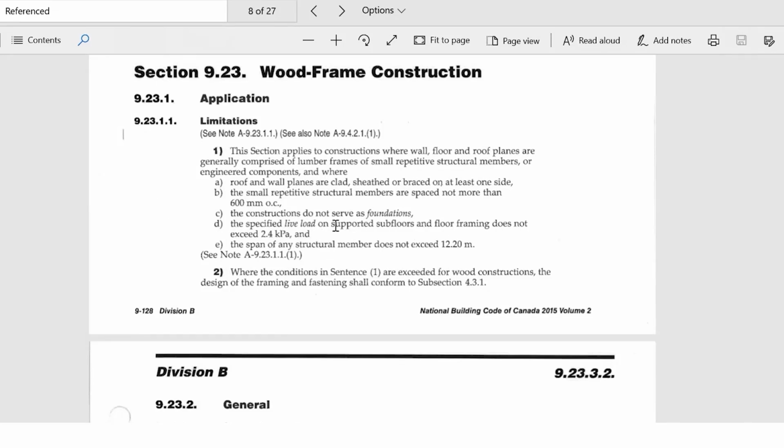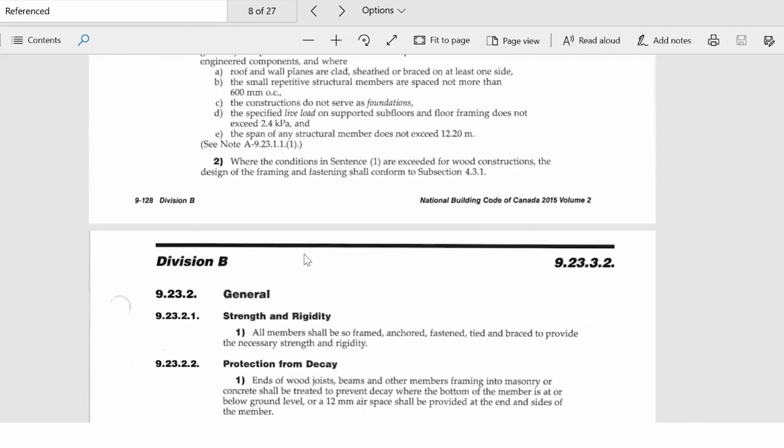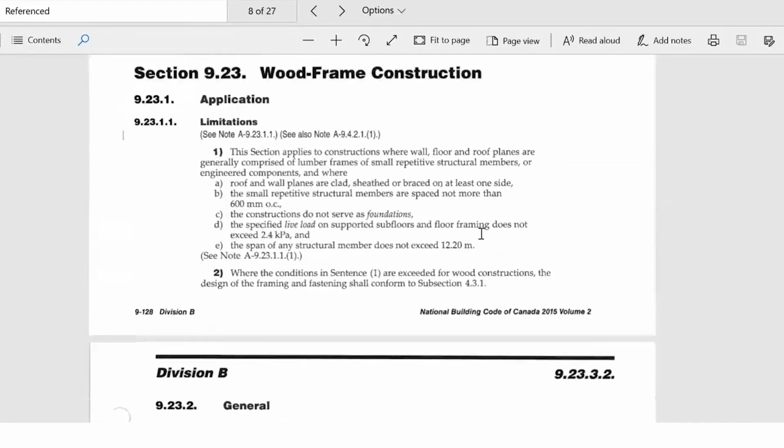The specified live load on supported subfloors and floor framing does not exceed 2.4 kPa, and the span of any structural member does not exceed 12.2 meters. Where the conditions in sentence 1 are not met, or they are exceeded for wood construction, where do we go to? We go to the design of the framing and fastening in subsection 4.3.1. So if we exceed the limitations of application in section 9.23, or for that matter, in every other section where there's a limitation on application, most of the time we're being sent to other parts of the building code which are applicable to all buildings.